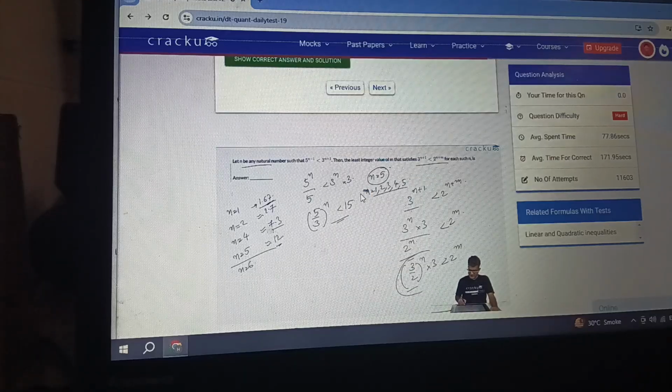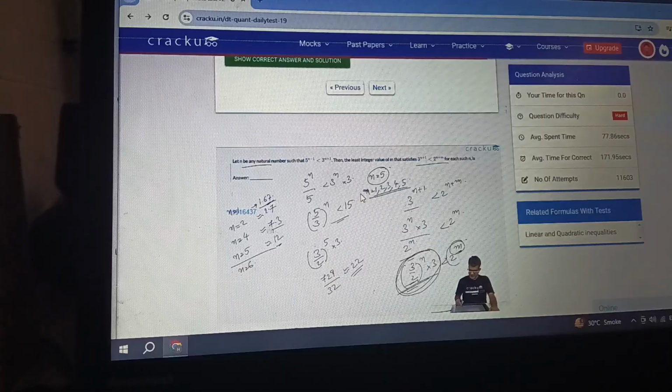So for all values of n, when we select this m, 2 to the power m should be greater than (3/2) to the power n into 3. Essentially we have to look for the largest value of (3/2) to the power n into 3, and we have to select an m such that 2 to the power m is greater than this largest number. So for example, if you are choosing n to be equal to 5, (3/2) to the power 5 into 3 will be 3 to the power 6, which is 729, divided by 2 to the power 5, which is 32. You can calculate this will be approximately 22. This is the largest value that (3/2) to the power n into 3 can take when n is varying from 1 to 5.